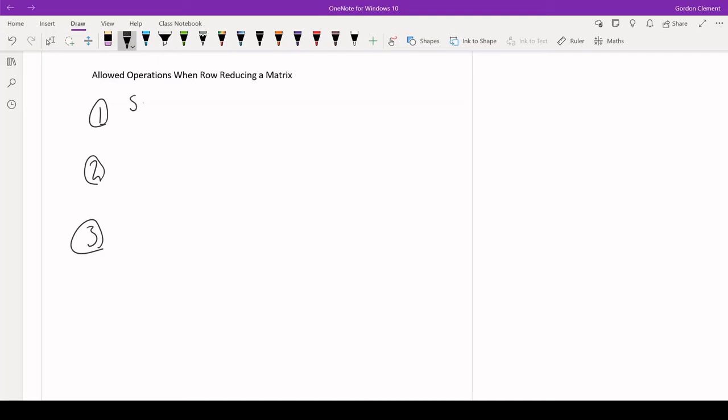So you are allowed to swap the order of rows. We can swap rows around because that's just like writing the first equation first and the first equation second and the second equation first. The order you write the equations doesn't really matter.